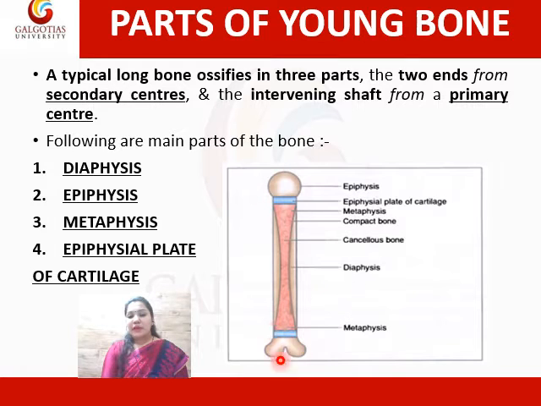Why? Because the young bone is slightly different from the adult bone. There is a big difference between the bone of a young person and the bone of an adult. This major difference is the epiphyseal plate of cartilage present between the epiphysis and metaphysis. This epiphyseal plate is only present in children, or we can say in the young. It is fused in adults.